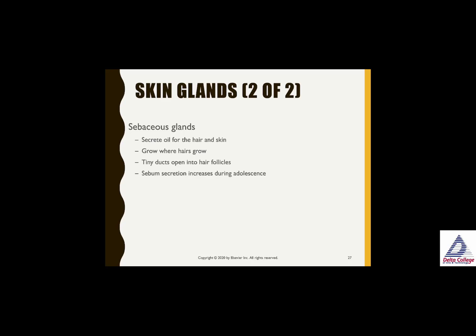Now we have sebaceous glands. These secrete oil for the hair and the skin. They grow where hairs grow, and they're tiny ducts that open into hair follicles. Sebum secretion increases during adolescence, and that's part of why a lot of adolescents end up with acne that kind of clogs the little pores in there.